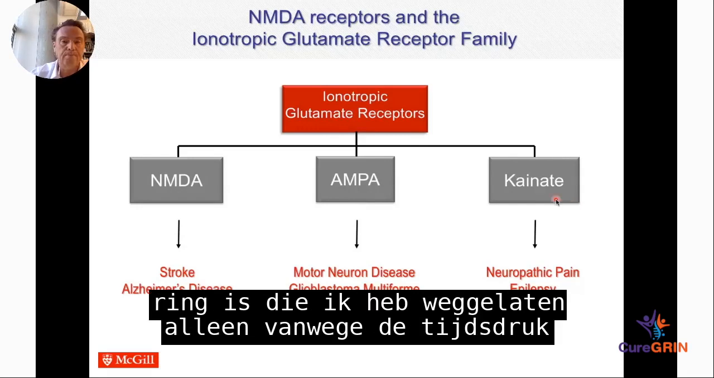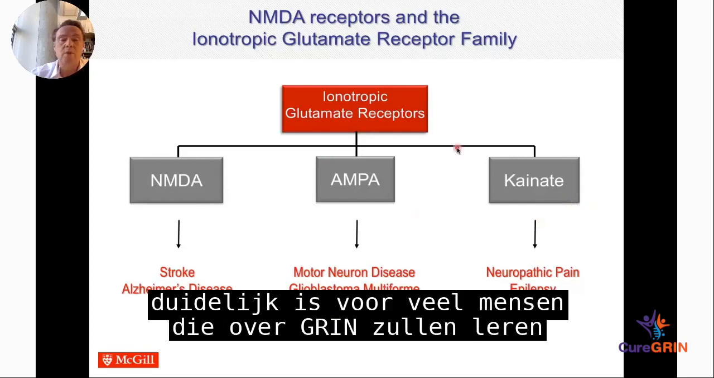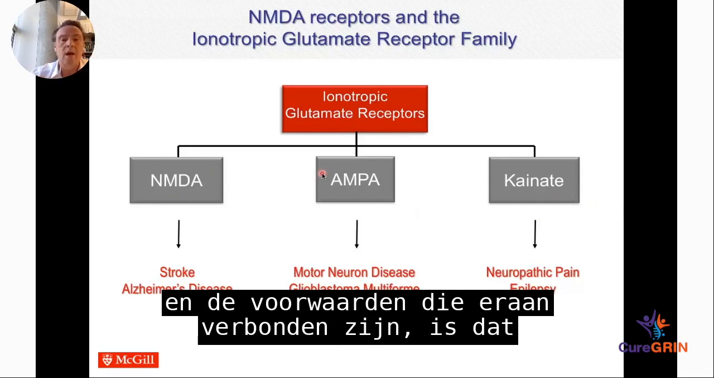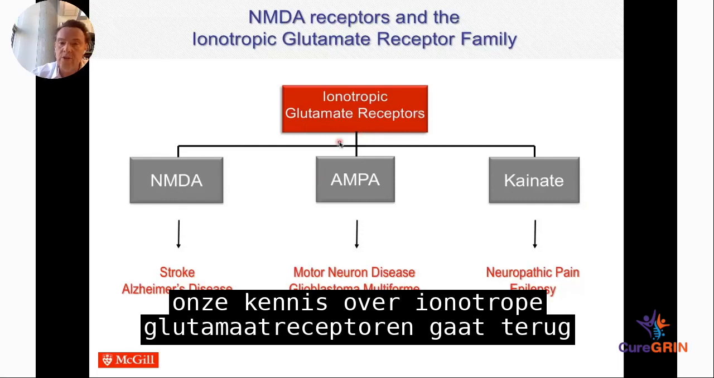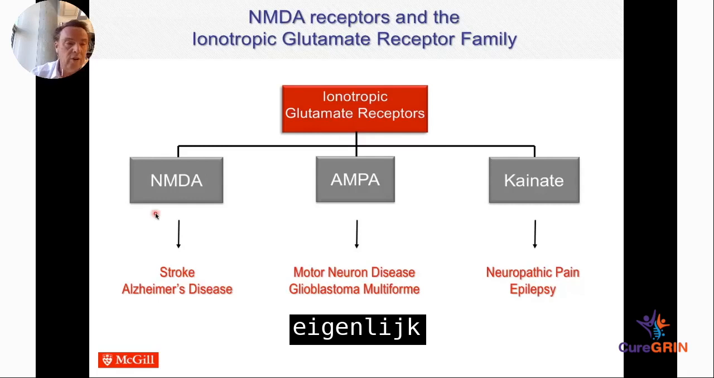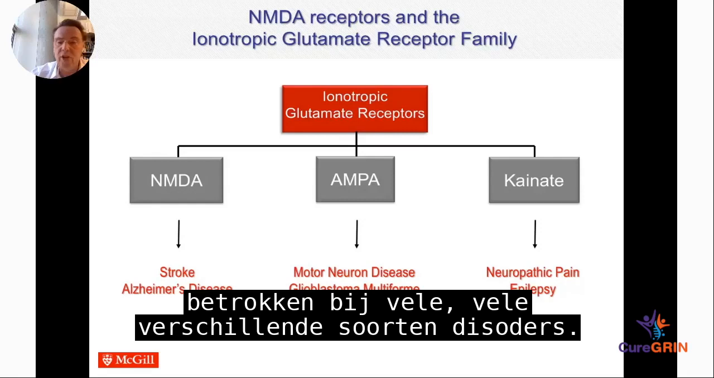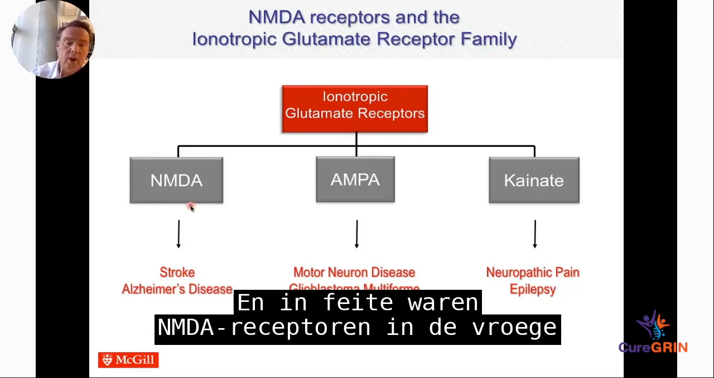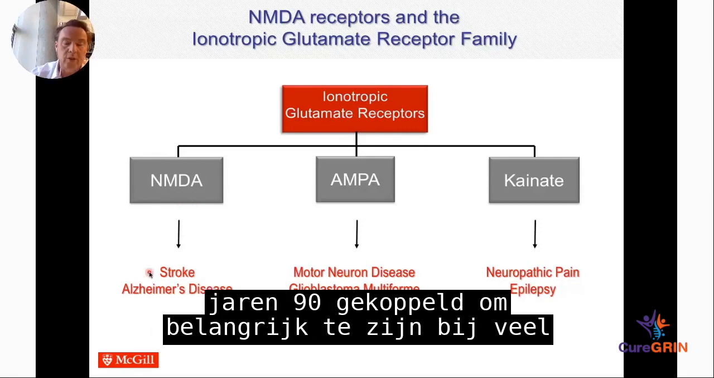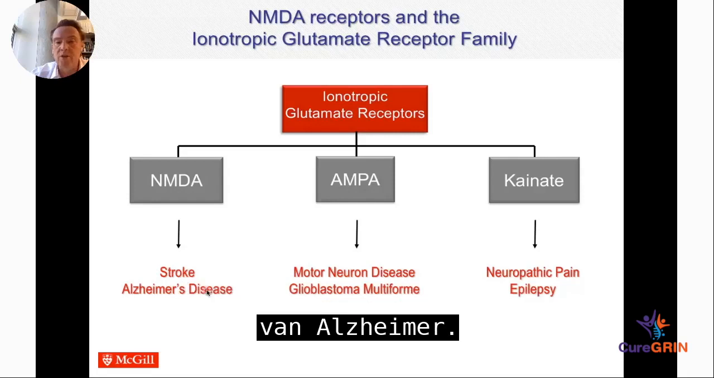So something that may not be immediately clear to many people who have been learning about GRIN and the conditions associated with it is that our knowledge about ionotropic glutamate receptors goes back at least 30-odd years. And during that time, we've actually learned that ionotropic glutamate receptors are involved in many, many different types of CNS disorders. And in fact, in the early 90s, NMDA receptors were linked to be important in a lot of the cellular death that occurs in stroke. And more recently, it's been tied into Alzheimer's disease.